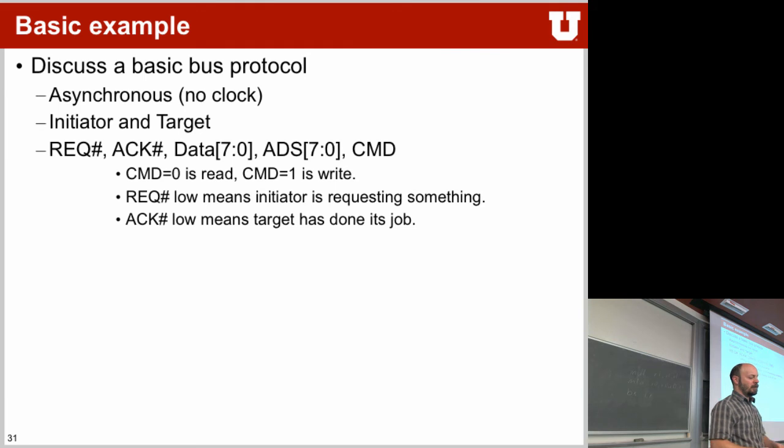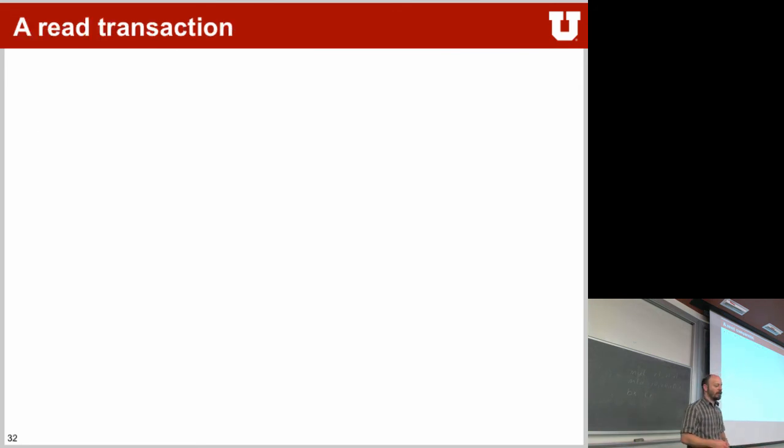Okay. We then have a request. That means the initiator is requesting something. And we have an acknowledge, which means that the slave received it and is done with its operation. Fairly simple bus. Okay, so let's have a look at a read transaction, going through it step by step.